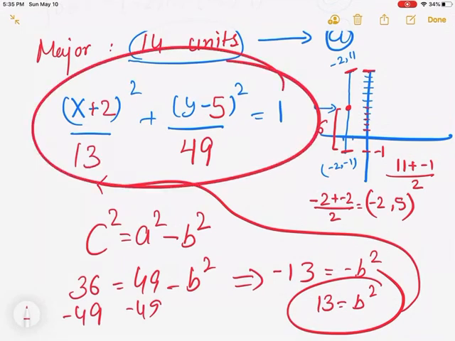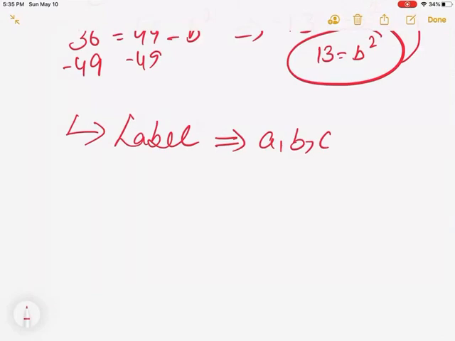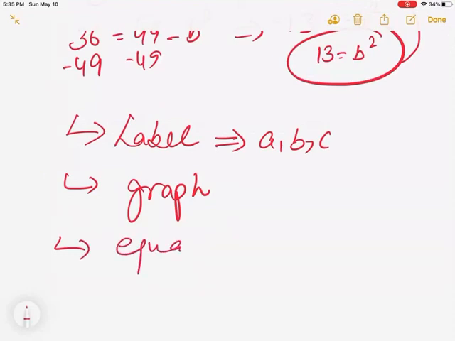I repeat, a few things. First, make sure you label each one, like A, B, and C, whatever is given in the problem. Next, graph a quick, rough sketch so that you can understand the major or minor axis. And the last one, write down the equation, and then it will be easier to replace every single variable with the numbers you know. All right, so that's a quick idea about that. So yeah, this is pretty much all. Thank you.